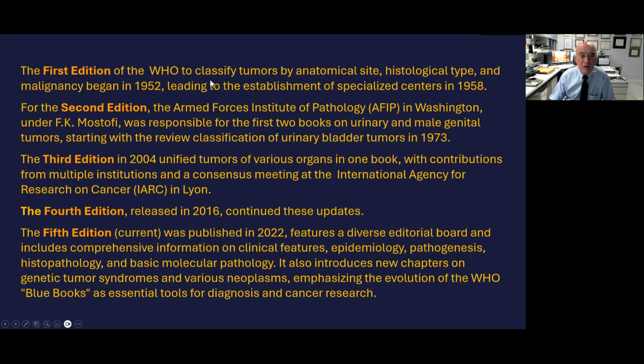So this is a summary. The first WHO edition, in 1952, started these attempts at classification of these tumors, and the last one was in 2022.